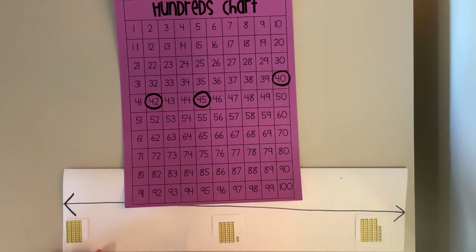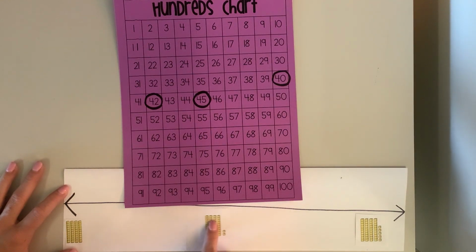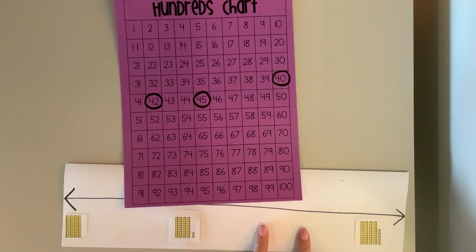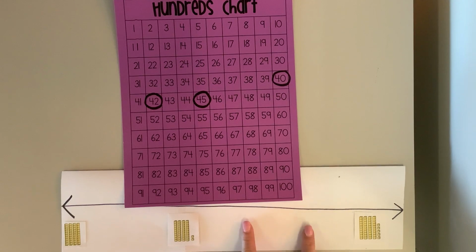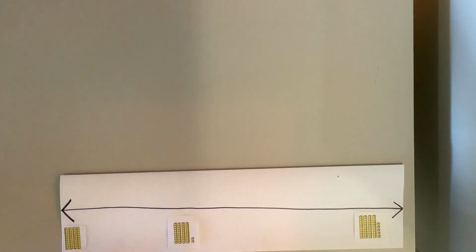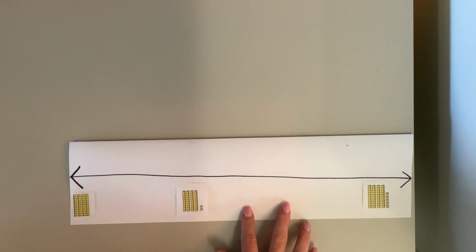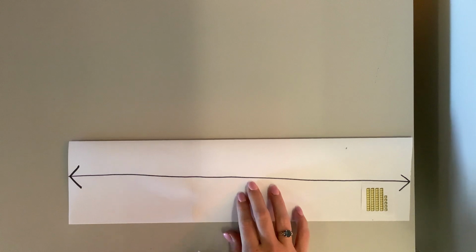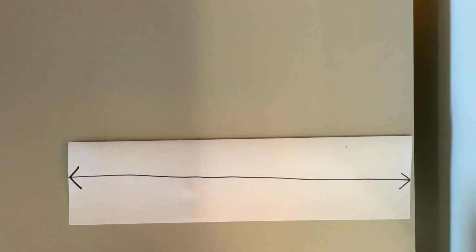So on my number line, I need to make sure that the 42 is closer to my number 40. There's only one number in between them, but there's two numbers in between 42 and 45. Now these are spaced out the correct way on my number line. Let's look at another example.